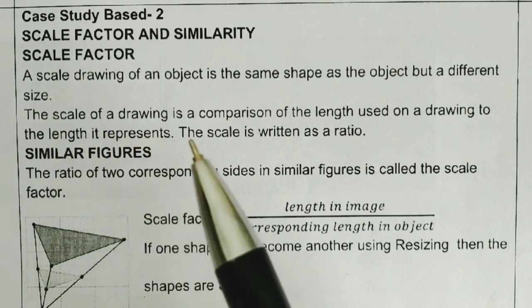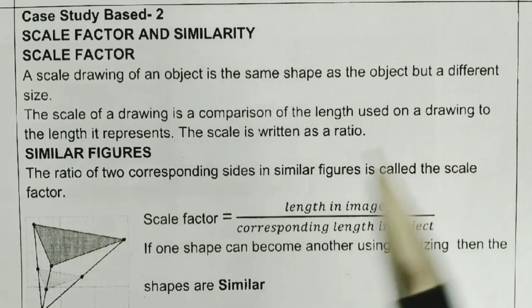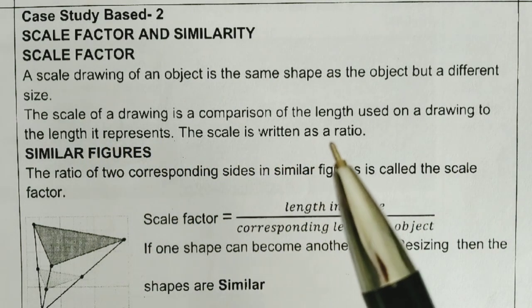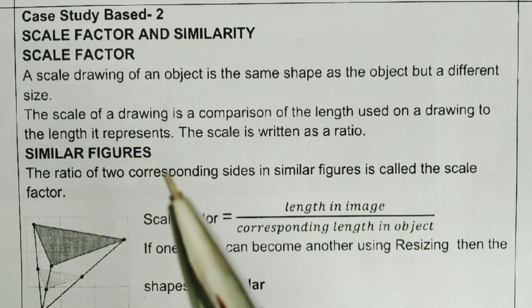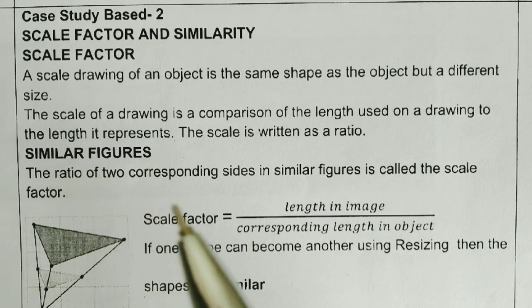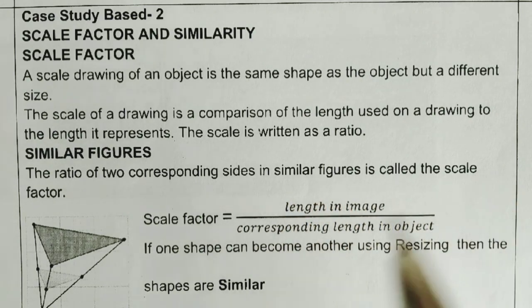The scale of a drawing is a comparison of length used on a drawing to the length it represents, and the scale is written as a ratio. That's what we call it, scale factor. Now what are similar figures? They have given the definition for this. The ratio of two corresponding sides in similar figures is called the scale factor.